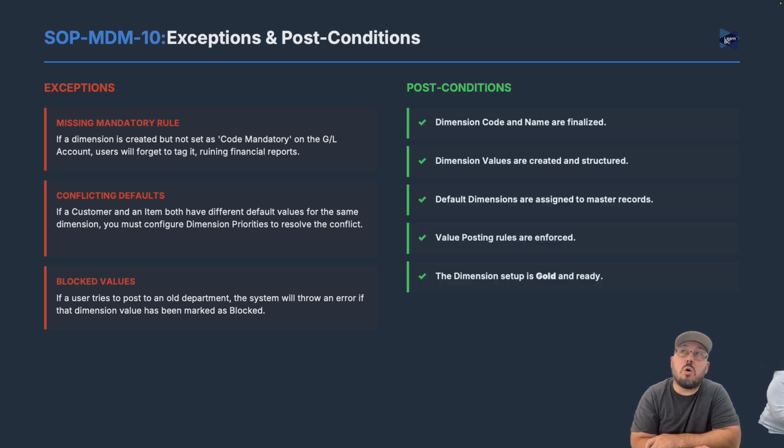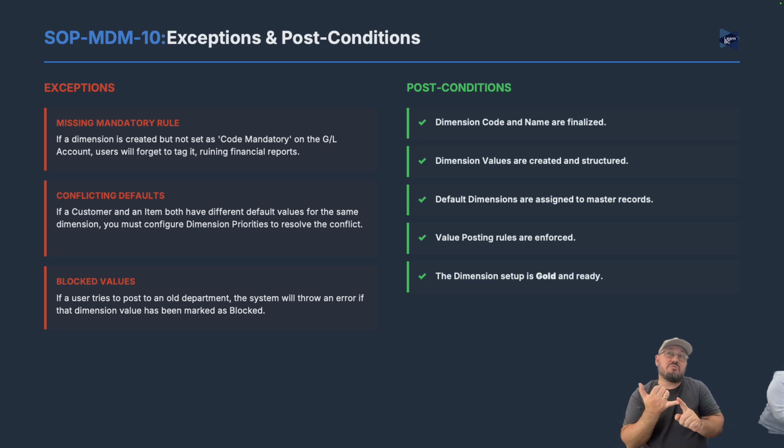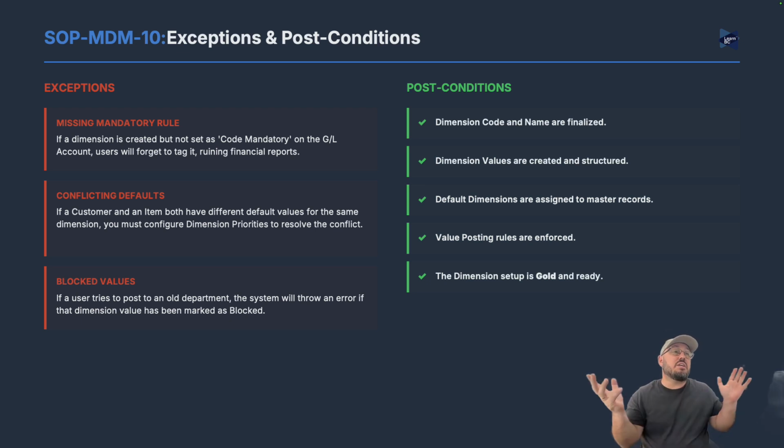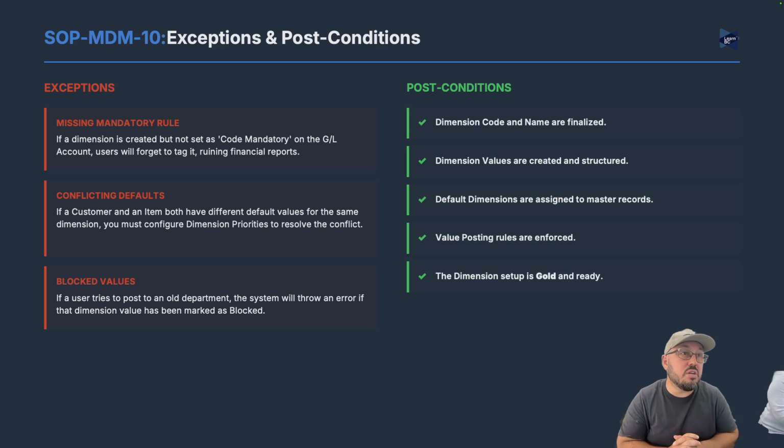What gold looks like: the code and name are finalized, the dimension values are created and structured, the default dimensions are assigned to master records, and the value posting rules are enforced. This means you're in a gold position and you should be good with dimensions.